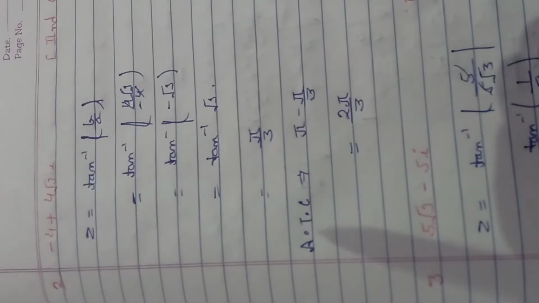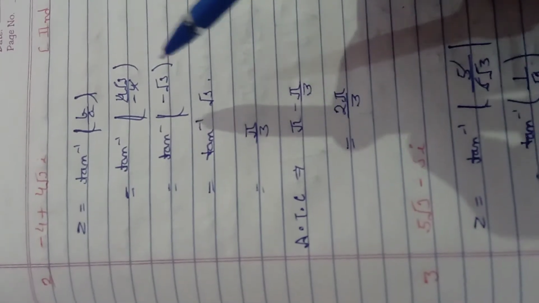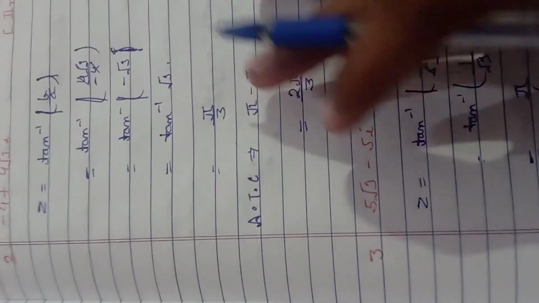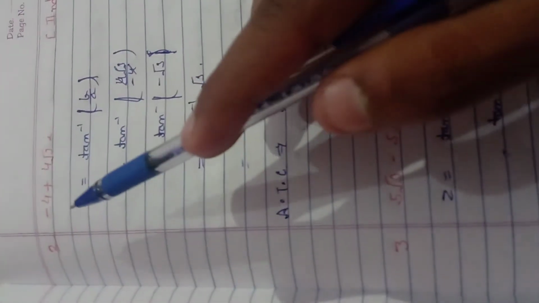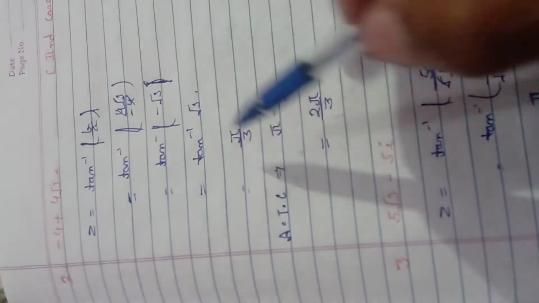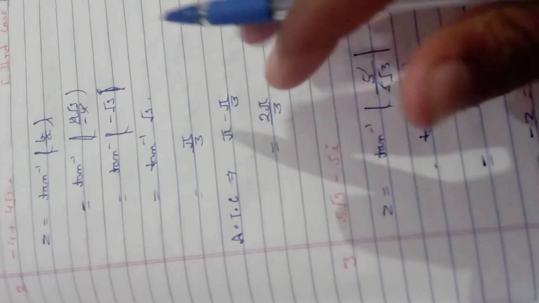We do another example also. -4 plus 4 root 3 iota, this lies in the second quadrant. So we calculate argument by tan inverse b by a. Tan inverse of 4 root 3 upon minus 4. We cancel 4 by 4, this is root 3, and this is pi by 3. We know tan 60 is root 3. This is in the second case because a is less than 0 and b is greater than 0, so we apply the second case. Second case is pi minus argument of z. Pi minus pi by 3 is equal to 2 pi by 3.